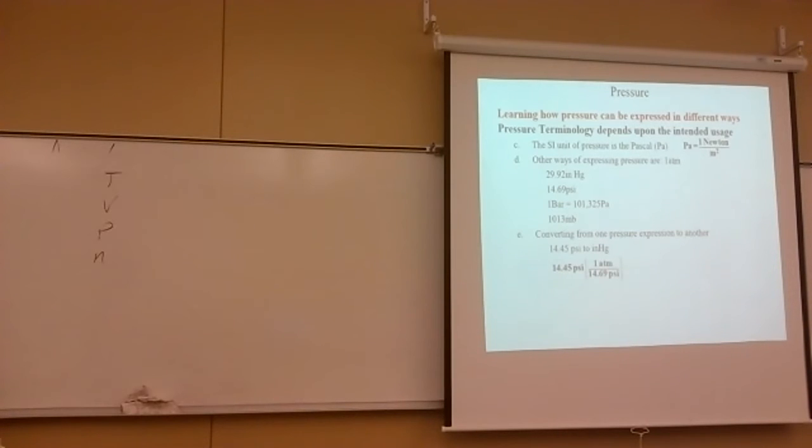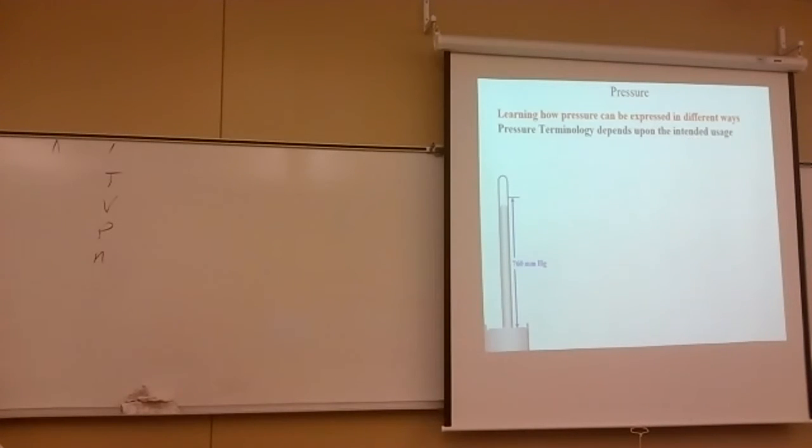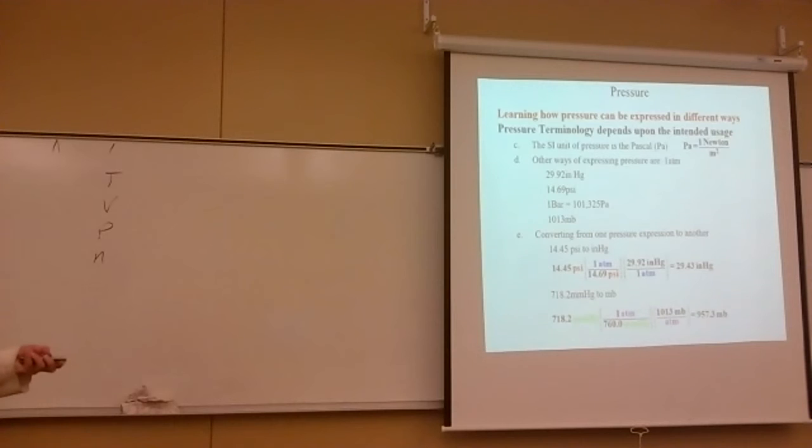So you can convert, all you need to know is what's the equivalence. If you know what the equivalence is, you have a conversion factor. And that's all we've done here. We convert PSI to one atmosphere, and then we can convert one atmosphere to inches of mercury. Oops, going too far. Back up. There we go. Or we can take millimeters of mercury and convert it to atmospheres and then use the relationship of atmospheres to millibars and convert it. So that's one of those chain conversions that we are so enamored by.